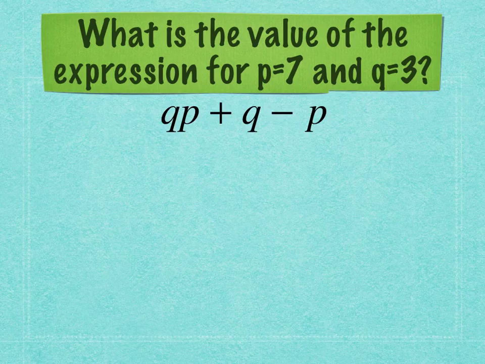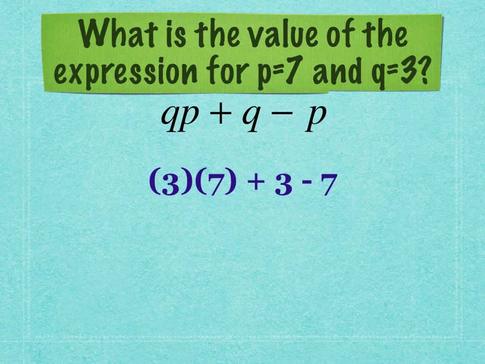The next example says, what is the value of the expression for p equals 7 and q equals 3? The expression given is qp plus q minus p. We need to talk a little bit about the first part of this expression, which is qp. Remember, when two variables are written right next to each other with no operation symbol between them, that's going to indicate multiplication. So in this case, qp, we need to multiply q, which is 3, times p, which is 7.